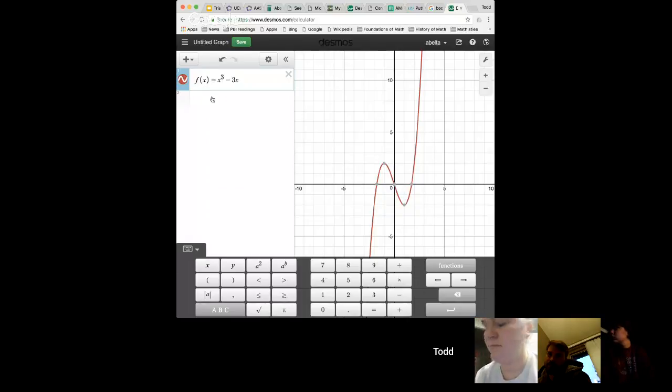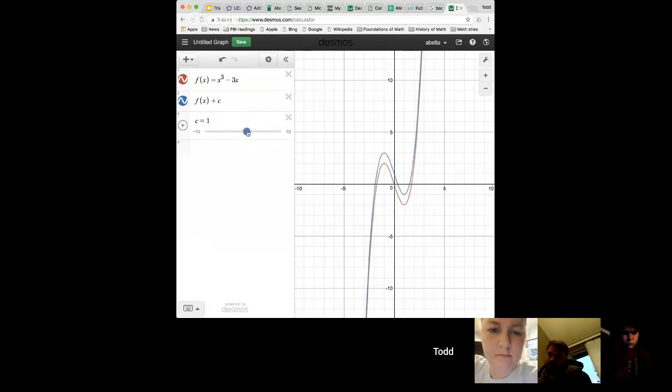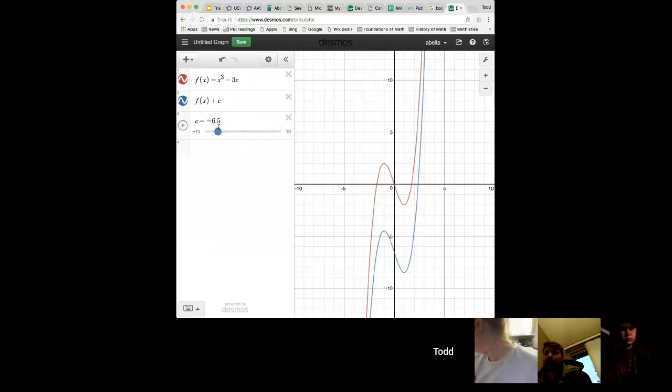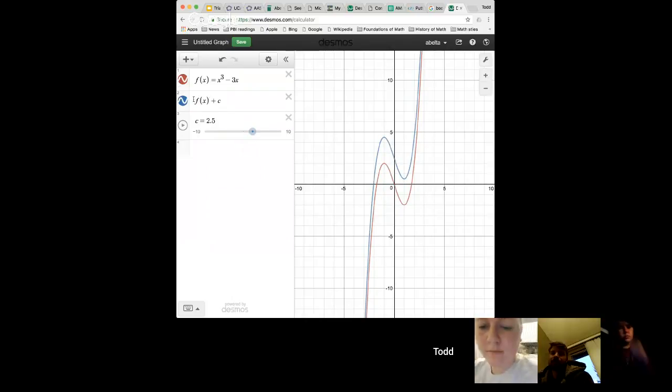Okay. Now, there's a few things I could do here. Let's do f of x plus some c value. Now you can see here, if I add something to that function, what does it do to the graph? It shifts it up or down. That's right. And that should make sense if you think about it. You're taking the outputs of the function, f of x, and adding something to every output. Everybody with me there?